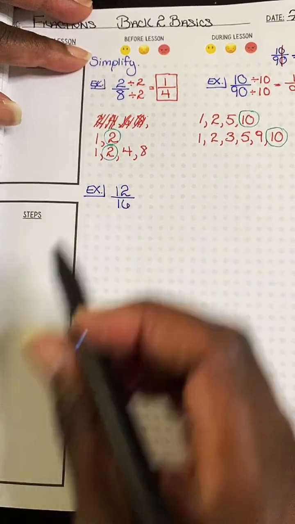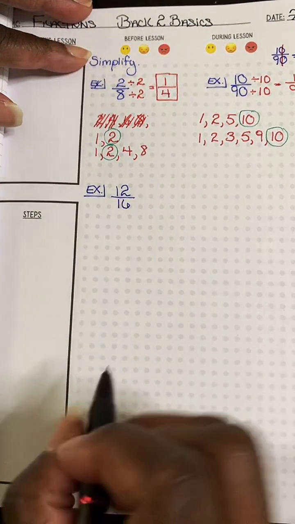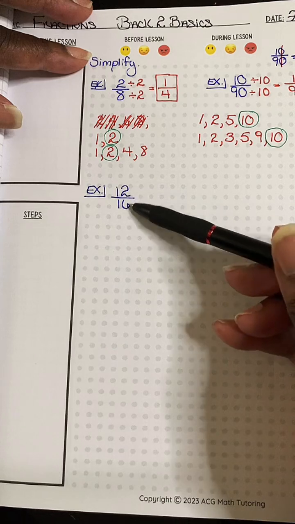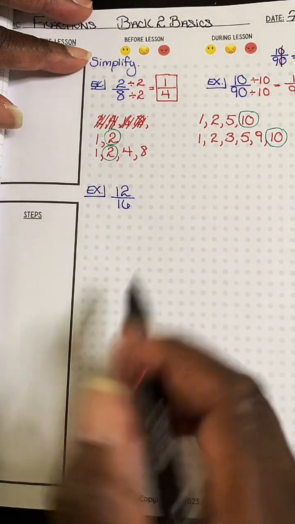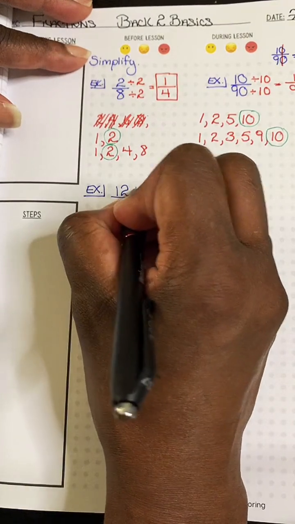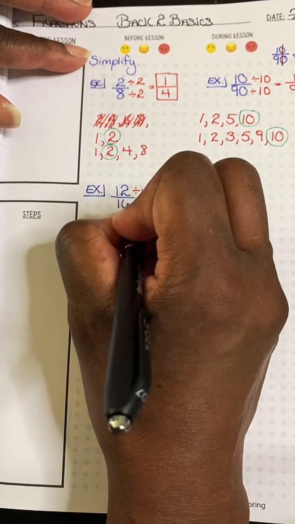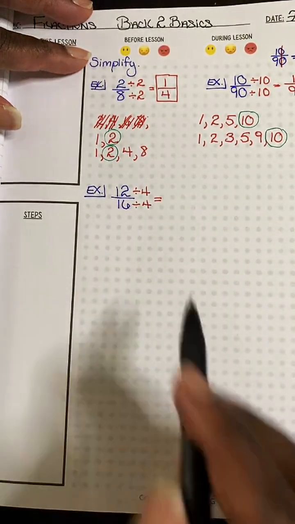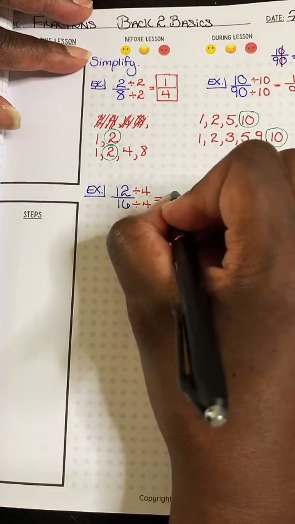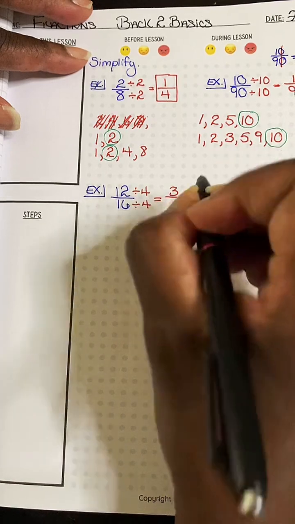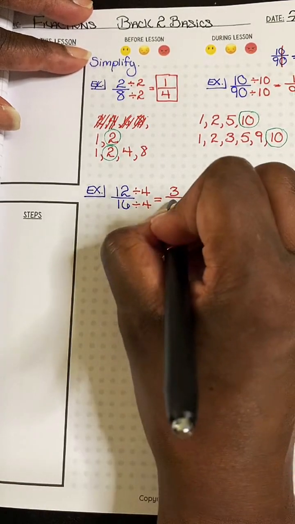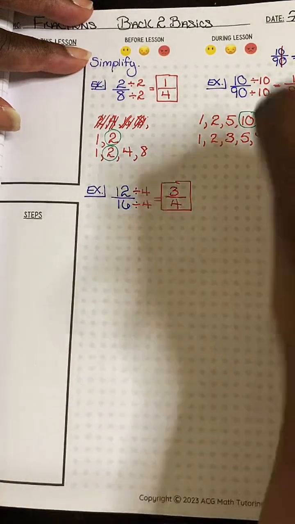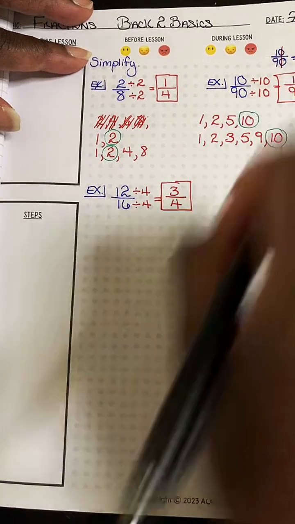Okay. So, the greatest number that they have in common is 4. Even though we have 2 and 6, they're ending with even numbers, the highest that they have in common is a 4. If you just did it with 2, I'll show you that in a second. So 12 divided by 4 gives me 3. 16 divided by 4 gives me 4. So I have my 3/4. Forgot to box this one too.